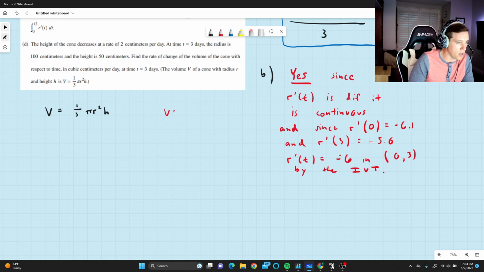You have your variables, v, r, h. You have dv dt, dr dt, dh dt. So let's identify which ones they're giving me in this problem. And some of them are probably hidden in the table, I bet. So the volume, the height of the cone decreases at a rate of 2. So -2. At time 3, the radius is 100. Okay. And the height is 50. Okay. That's cool. They didn't make me find either of those. Find the rate of change of the volume. So find this.